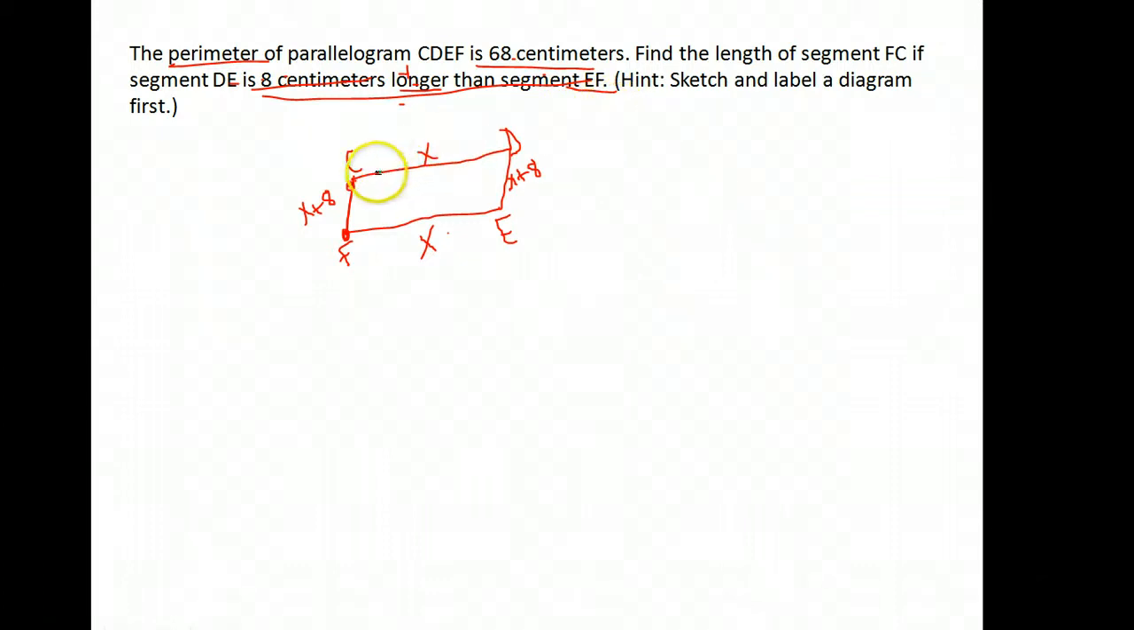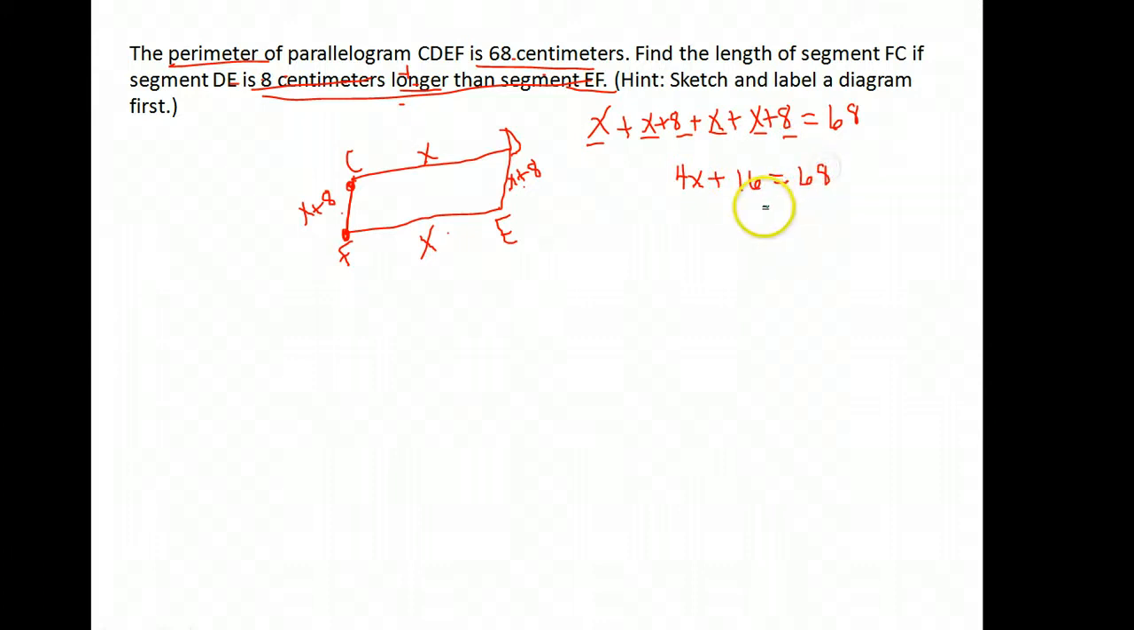So we know again the perimeter is 68, so these sides added together: x plus x plus 8 plus another x plus another x plus 8. Get all four sides together. Those add to equal 68. Combine your like terms. So x's, I have 1, 2, 3, 4. x plus x plus x plus x is 4x, plus 8 plus 8 is 16, equals 68.